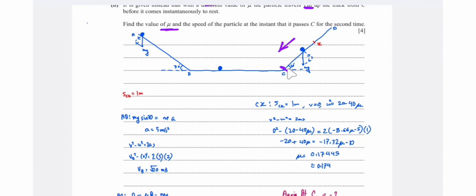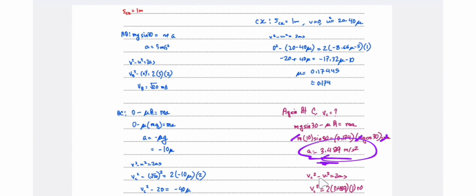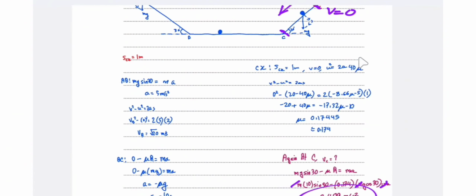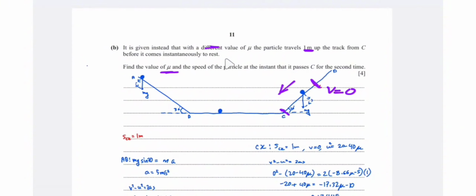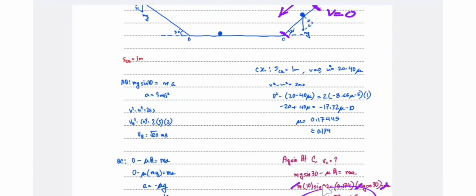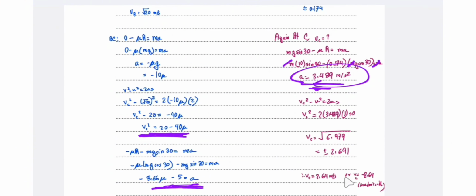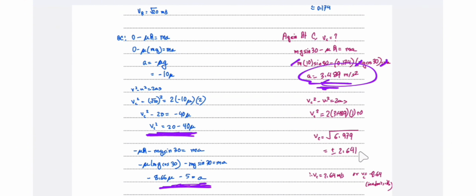Now the speed again at c. That is vc square minus u square is equal to 2as. And what is u? u is the speed at this point when it is instantaneously at rest, so u is 0. So vc square is equal to 2as. The distance cx, we know, is 1 meter. After substituting our values, we get the value of vc as plus or minus 2.641.